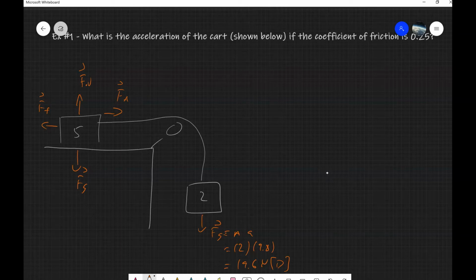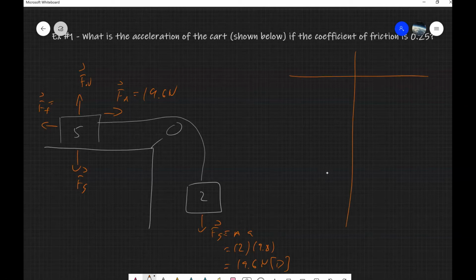Well, why is this block moving? It's moving because of the 2 kilogram mass that's hanging. So in this particular case, this value is going to be the same. It's going to be 19.6 newtons down. We've got the force friction. We know the force friction is going to be equal to mu force normal.